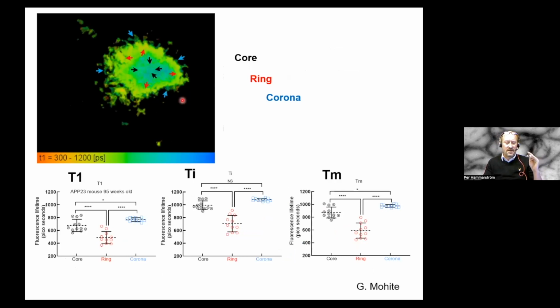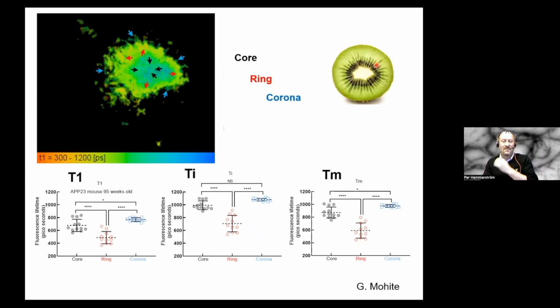But then Ganesh also says, I really do observe something which I call the ring structure. So the corona would be the outer layer, then we have a ring structure and a core structure, and they have distinctly different lifetimes within the plaque. Ganesh calls this the kiwi model. You have a core, a ring, and then a corona, which is quite interesting. And this is from one probe, X34, just observing it by fluorescence lifetime imaging, because the spectra don't change in this particular case. We find this method very interesting, and we hope to publish it quite soon.